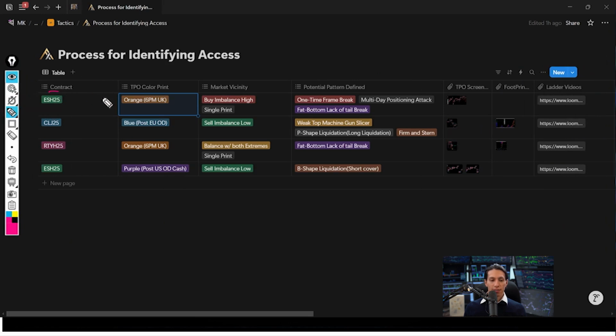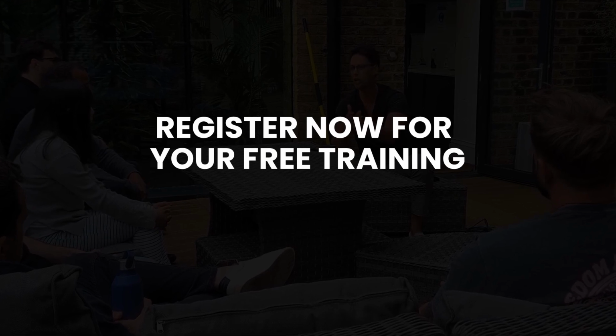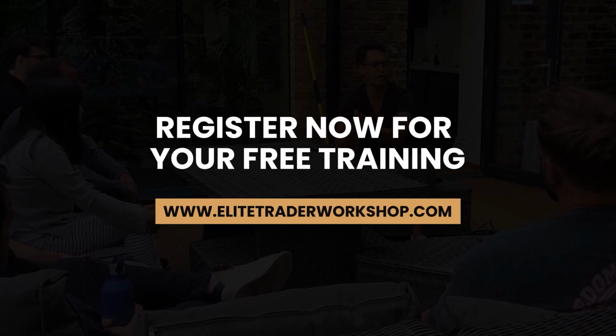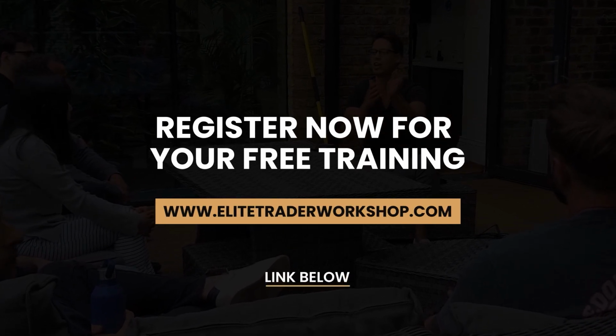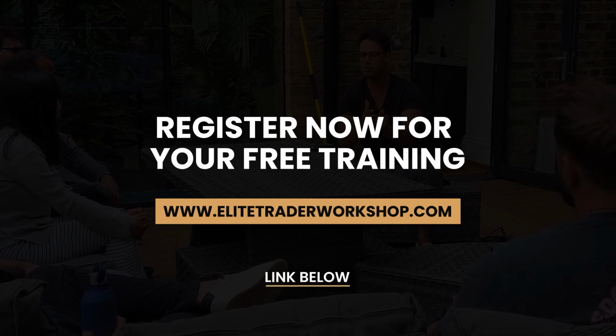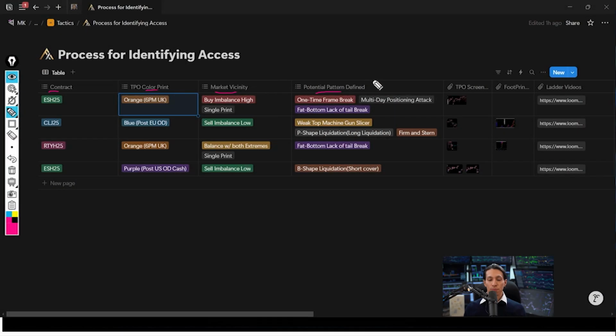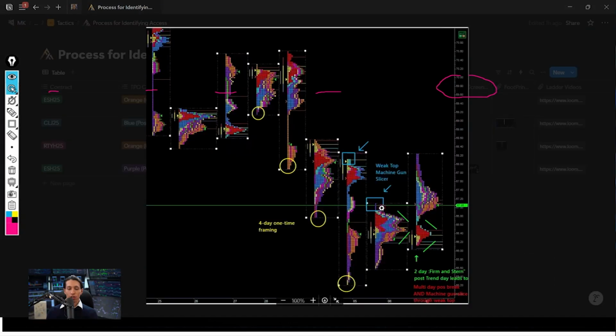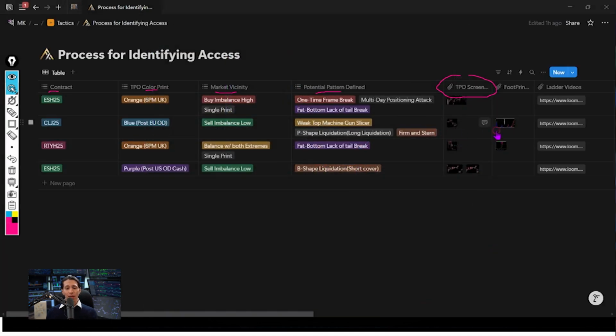So I've got a table or a column for the contract, a column for the print, a column for the vicinity relative to what Jim Dalton's theory says. And then we've just covered some of those defined potential patterns. Obviously, you're going to have a place to put the screenshot. So you're seeing them in my slides. But for example, if I go ahead and click that, you're going to see the same exact pattern I just showed you, but just neatly logged for quick retrieval later. And then lastly, you can see I do the same for the footprint, right?